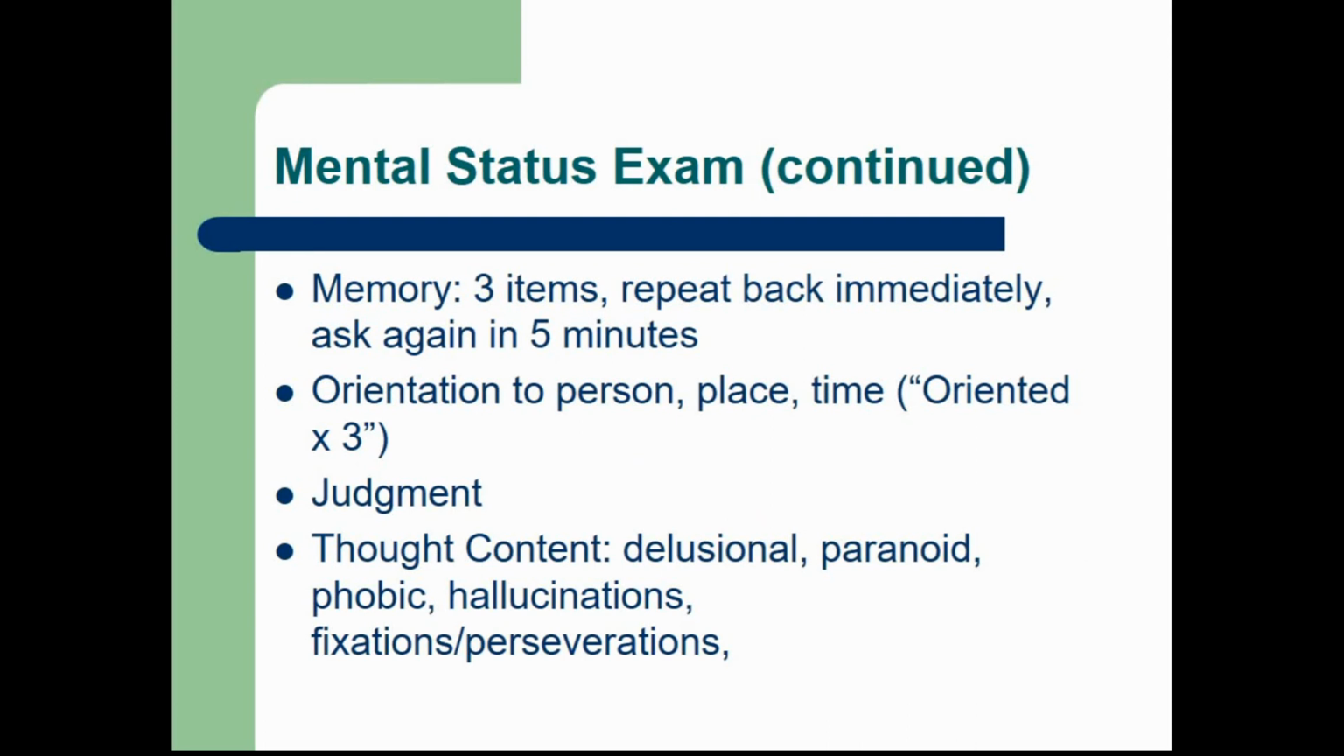Finally, we usually want to do a short memory test. We might give them 3 items: a pencil, a chair, and a table. And then we're going to ask them to repeat those back to us immediately, and then we're going to ask them again in 5 minutes. We also want to find out if they're oriented to person, place, and time, so that they know who they are, where they are, and what time it is. It doesn't have to be the exact time of the day, but at least the date. And if they are, then we say that they're oriented ×3, or oriented to person, place, and time.